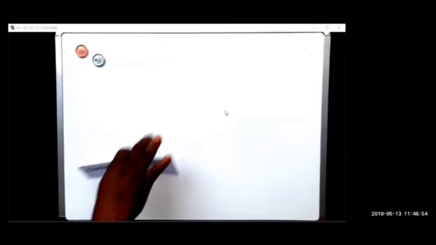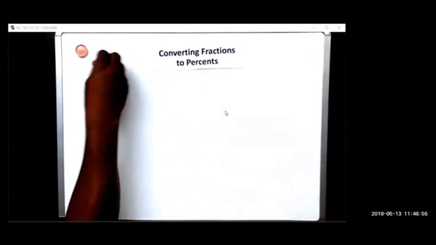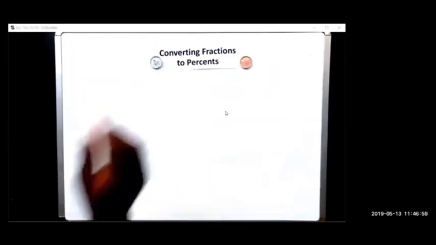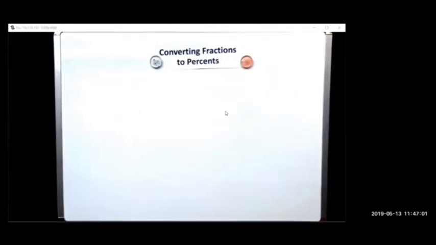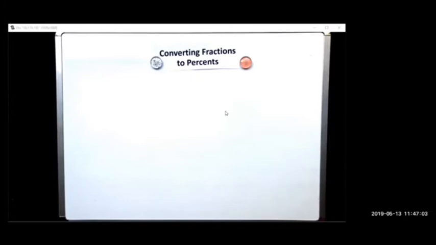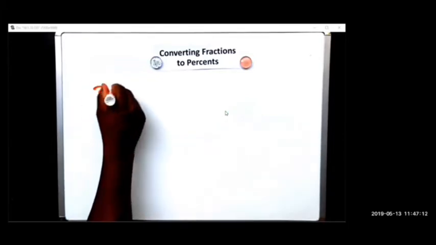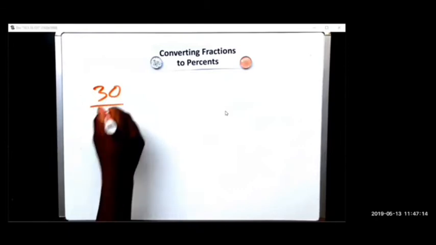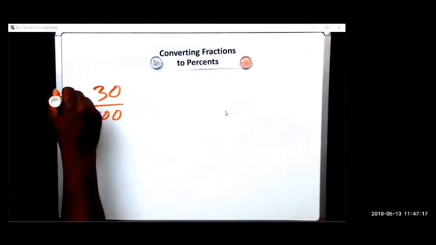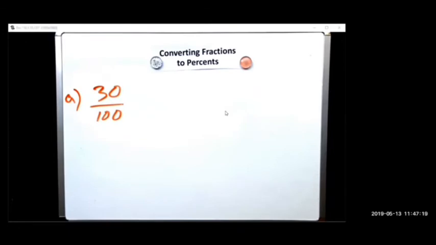Let's take a look at converting a fraction to a percent. How about that? Converting a fraction to a percent. Let's see here. I think I'm going to introduce a new color. Let's say I have 30 over 100. I'll make that part A. And I need to convert this to a percent.